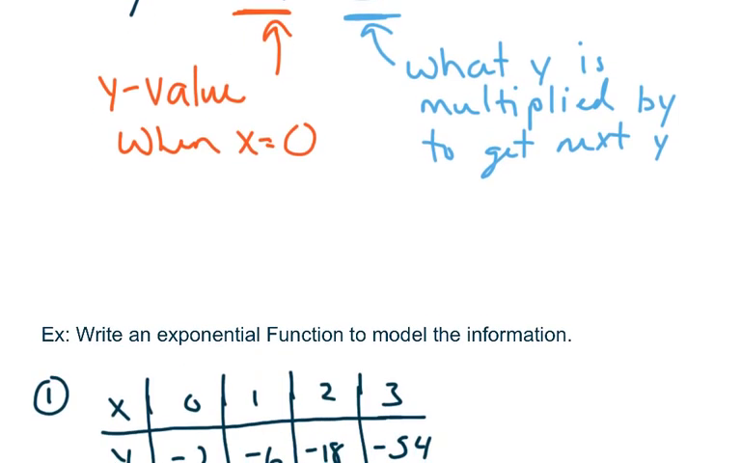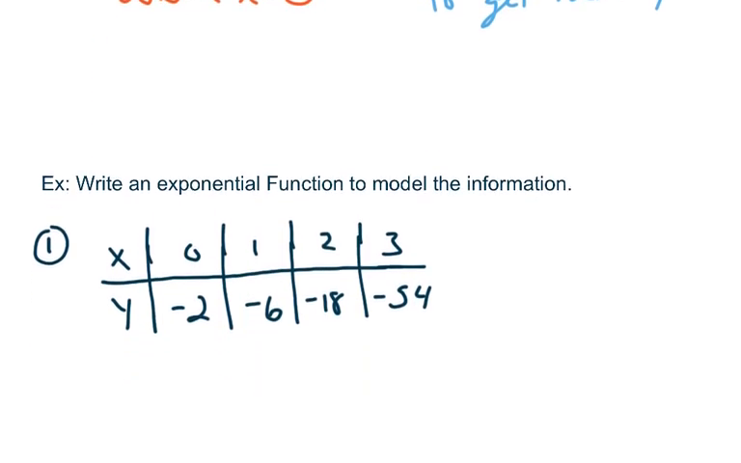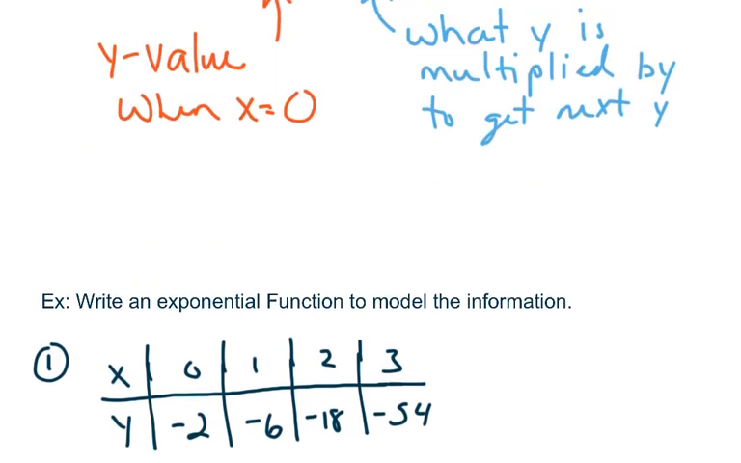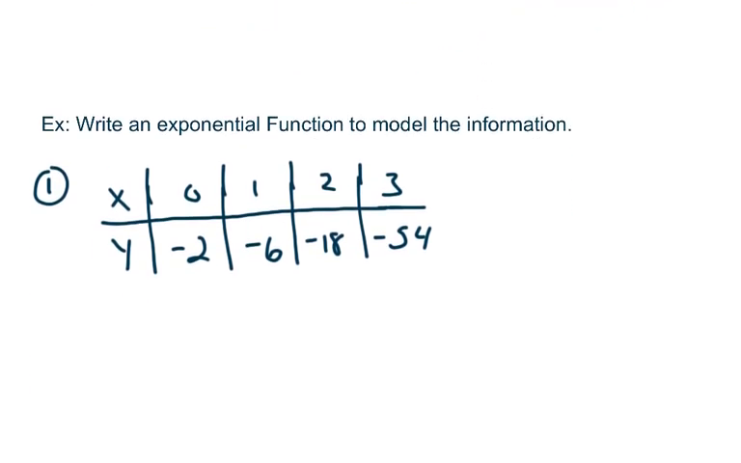Okay, so let's do a couple of examples here. Write an exponential function to model the information. So we need to know two things. We need to know a, we need to know b. I'll do those in each color. So our a value, remember, it's the y value when x is 0. So we have an x value of 0. The y value is right here. This is our a value right there, -2.